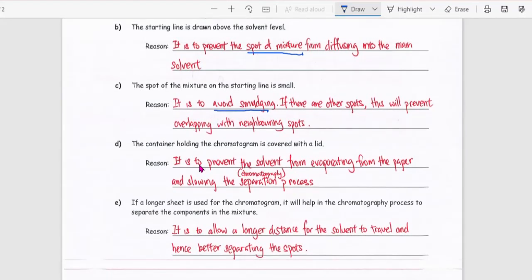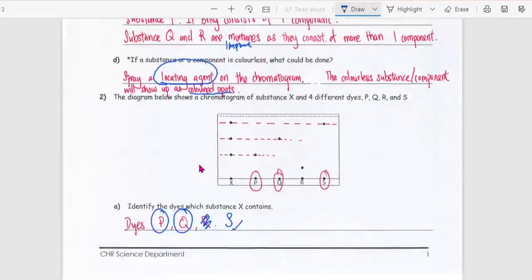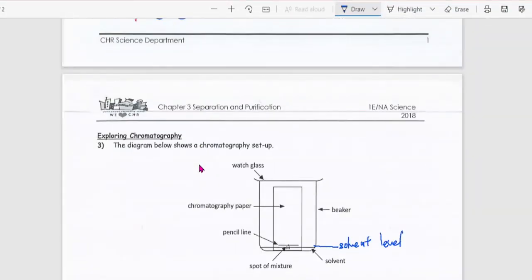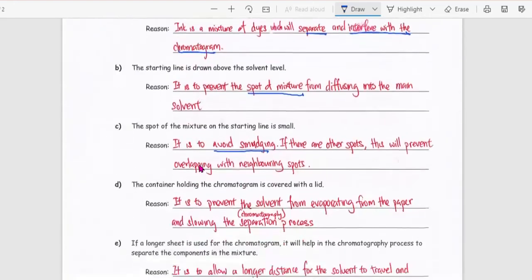Next one, the container holding the chromatogram is covered with a lid. This will prevent the solvent from evaporating from the paper and slowing down the separation process. The lid is over here. This is really just to ensure that the solvent doesn't evaporate. Imagine there's a lack of solvent, your experiment cannot be completed.